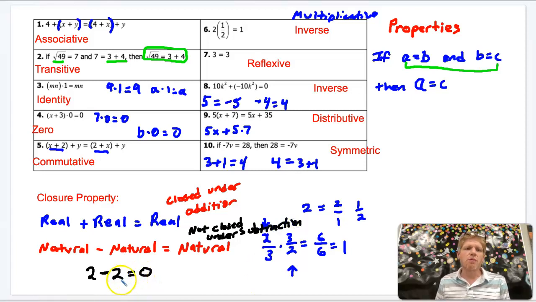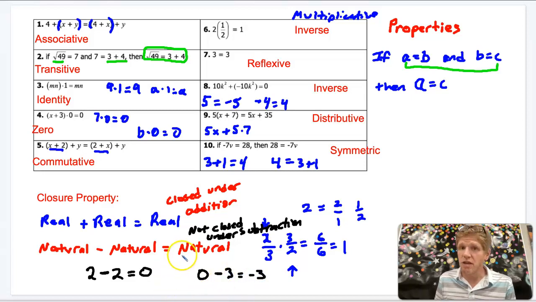The same would be true if we were to, say, take the whole numbers, right? We could take the whole numbers and find that they are also not closed under subtraction. Because if I was to take the number 0 and subtract 3 from it, I would get -3. And -3 is not a whole number. It's an integer. It's not closed under subtraction. The whole numbers are not closed under subtraction. Neither are the natural numbers. But the real numbers are. So that's all our different properties. And I think that's it.